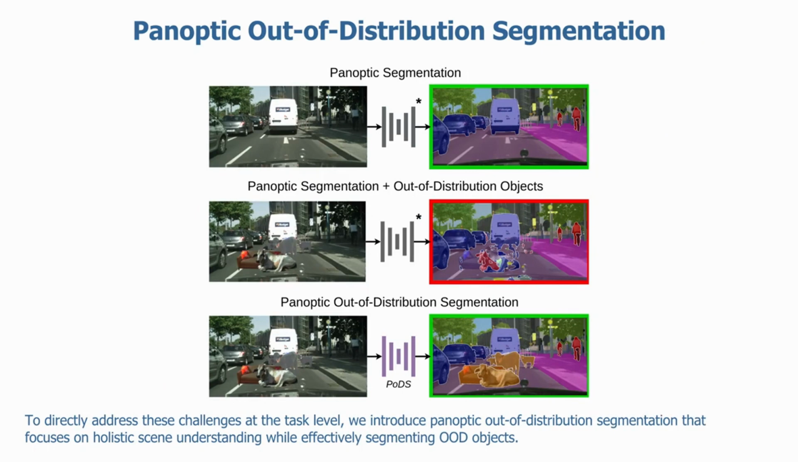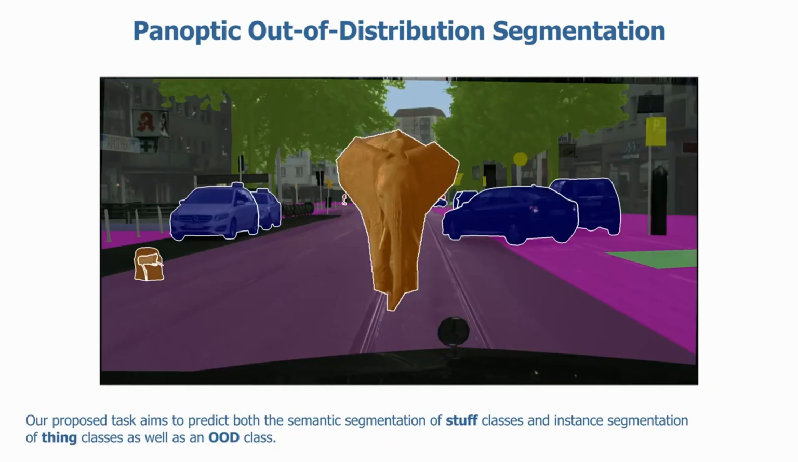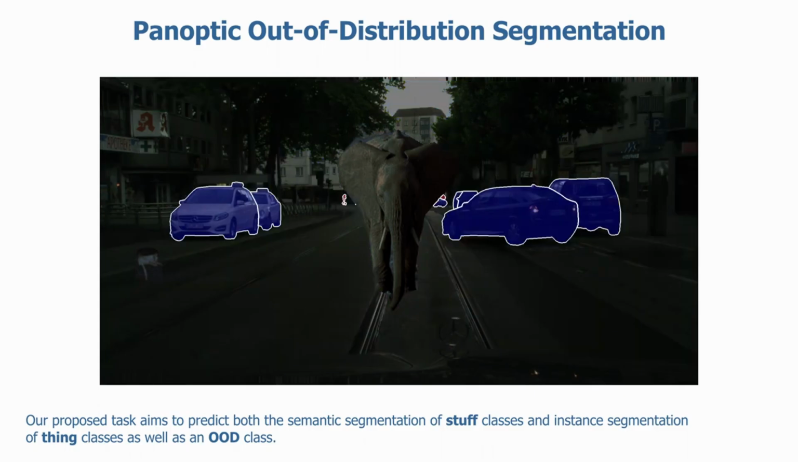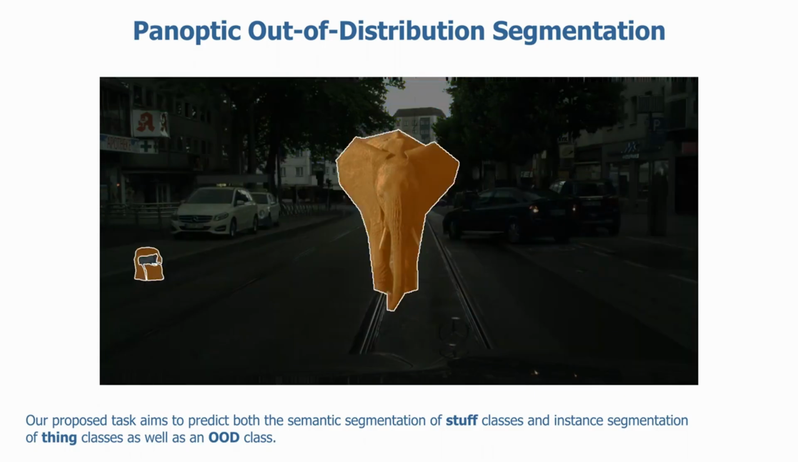To directly address these challenges at the task level, we introduce panoptic out-of-distribution segmentation that focuses on holistic scene understanding while effectively segmenting OOD objects. Our proposed task aims to predict both the semantic segmentation of stuff classes and instance segmentation of thing classes as well as an OOD class.